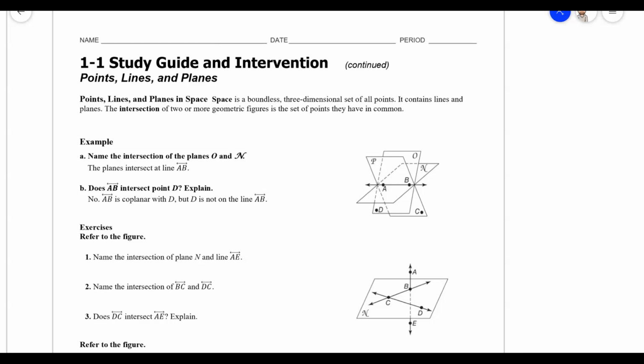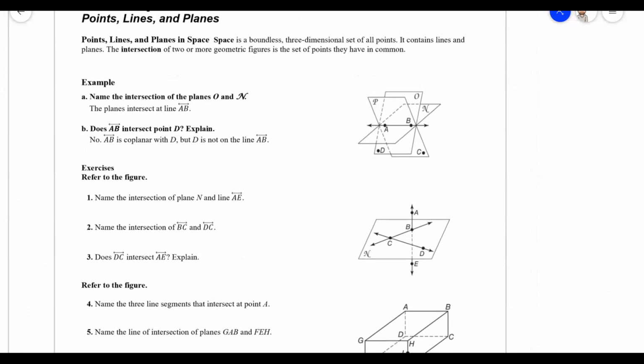This is part two of our 1-1 study guide, and one of the reasons I wanted to break this up into two parts is just the amount of 3D space that we're seeing here, which I know can make some of these things a little bit more difficult to wrap our heads around. So in the first figure that I'm looking at over here, hopefully what you can see is three planes intersecting.